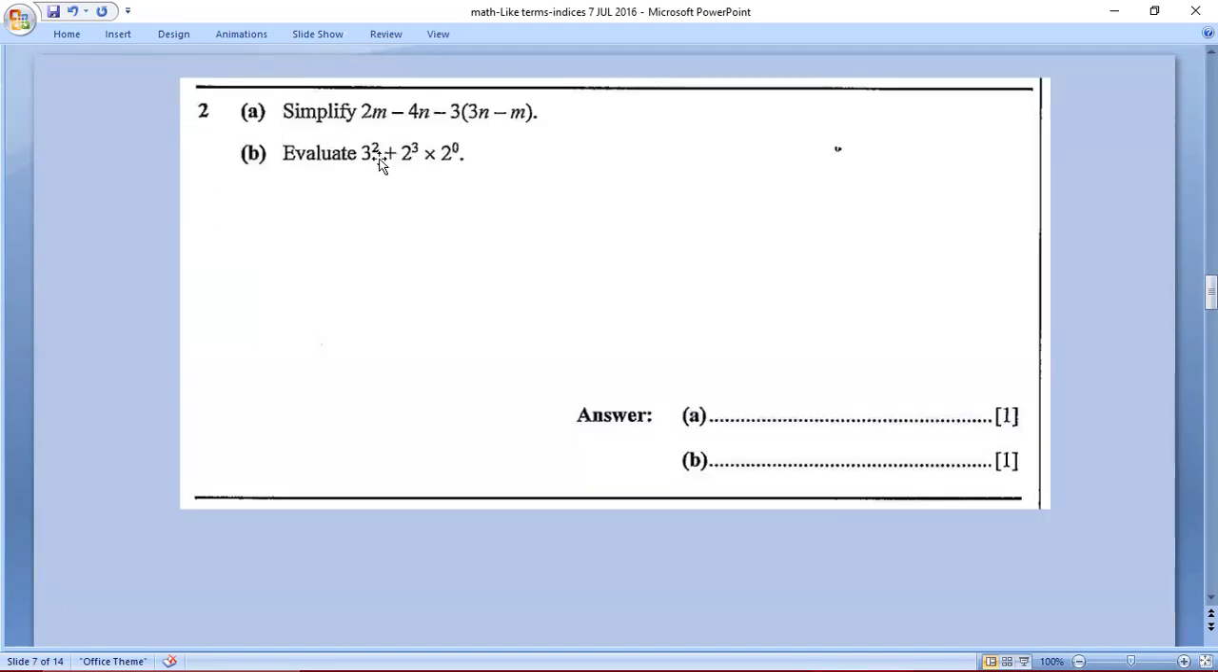It says evaluate 3 squared plus 2 to the power 3, or 2 cubed, multiplied by 2 to the power 0. So this is indices. This comes from the topic on indices. Besides that, there is plus and multiplication there. You have to know the law of BODMAS, order of operations. Which one do you start with, the plus or the multiplication? It's supposed to be multiplication.